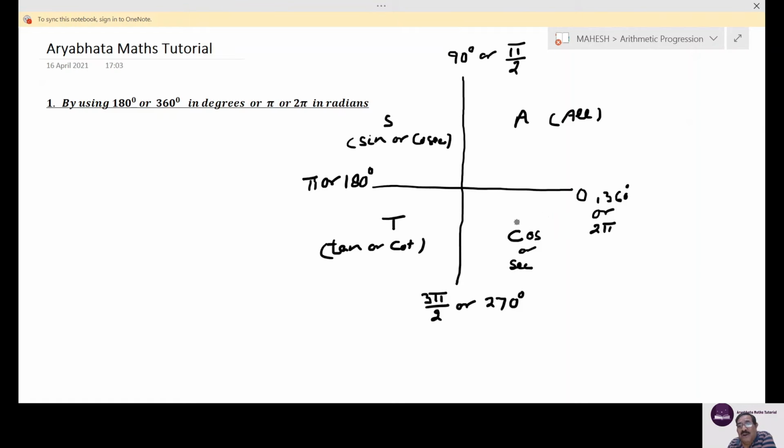Similarly, in the fourth quadrant, cos and sec will be positive and the other trigonometric ratios will be negative.